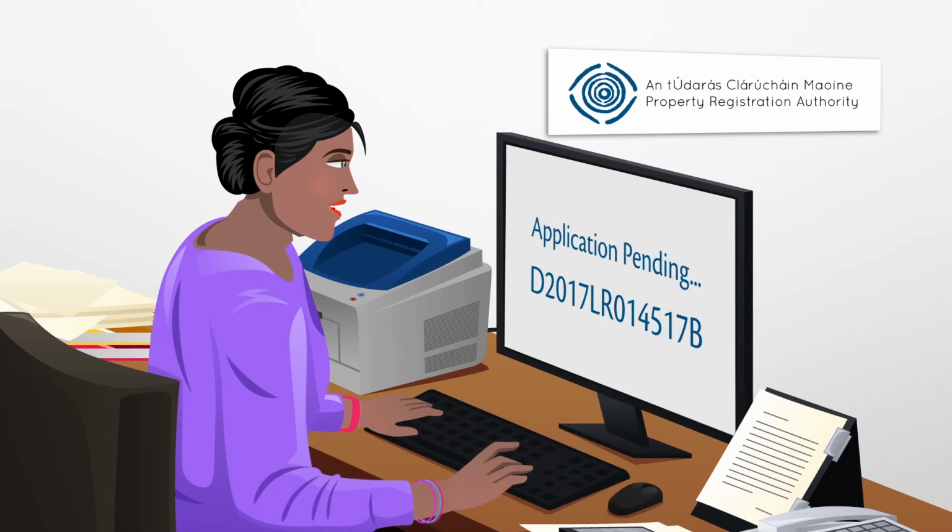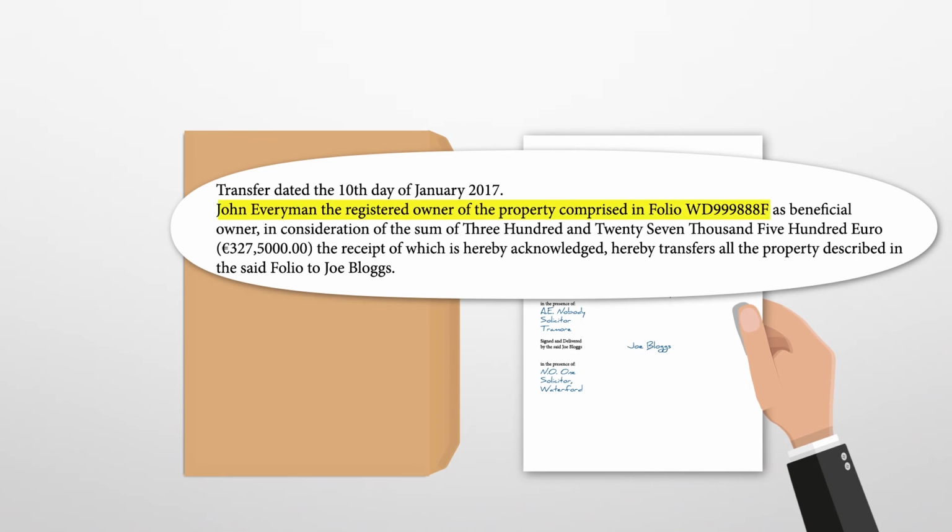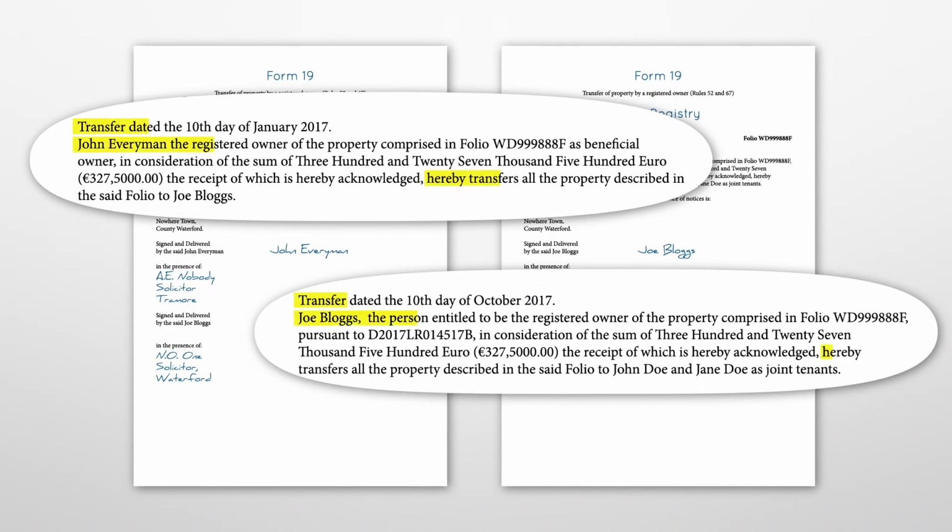Has the reason for their entitlement been explained? This typically occurs when a preceding application is still pending registration. The dealing number of the pending application must be cited in your deed if you intend to rely on it in order to show a person's entitlement to transfer a property.